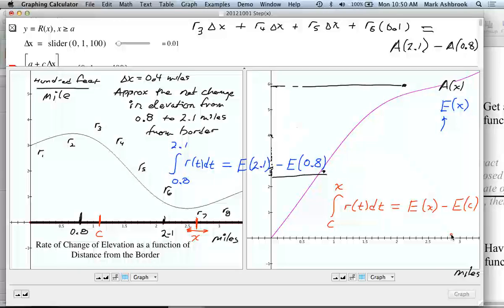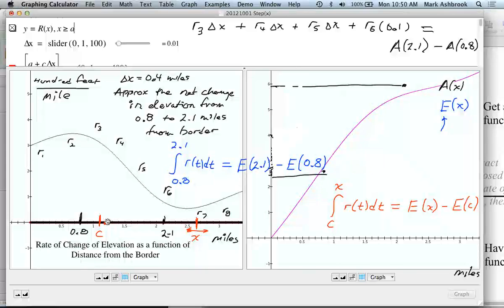Good question. For the open form, is there a difference between putting R of X dt or R of t dt? Yes. Because what does X represent in our accumulation? It represents where we stop accumulating. So why do we need a different variable there? Because what does this represent? The rate at any point.